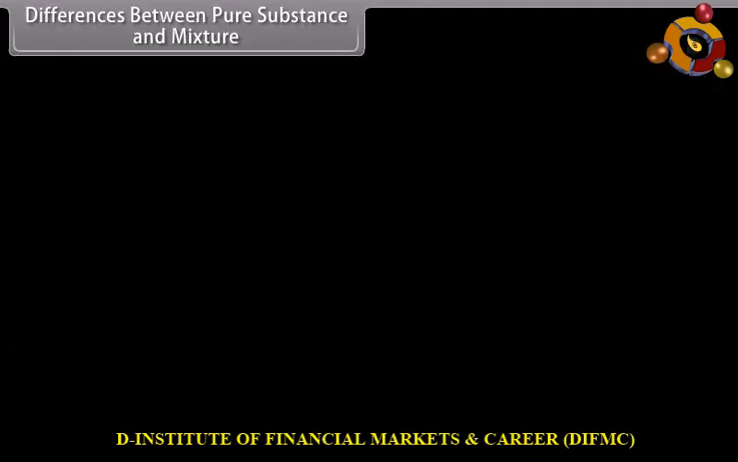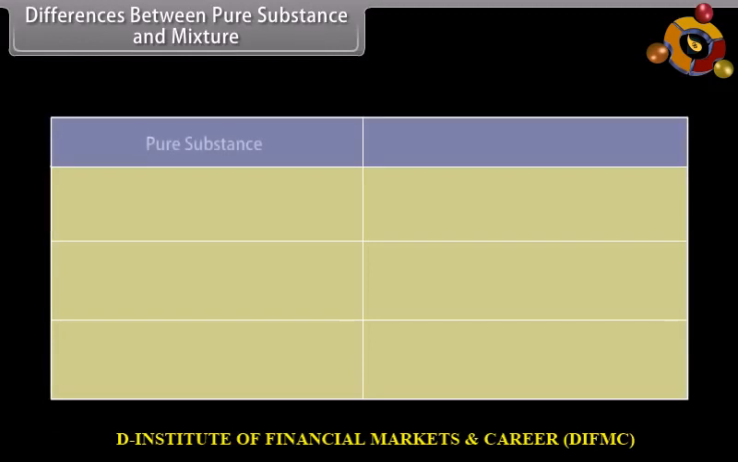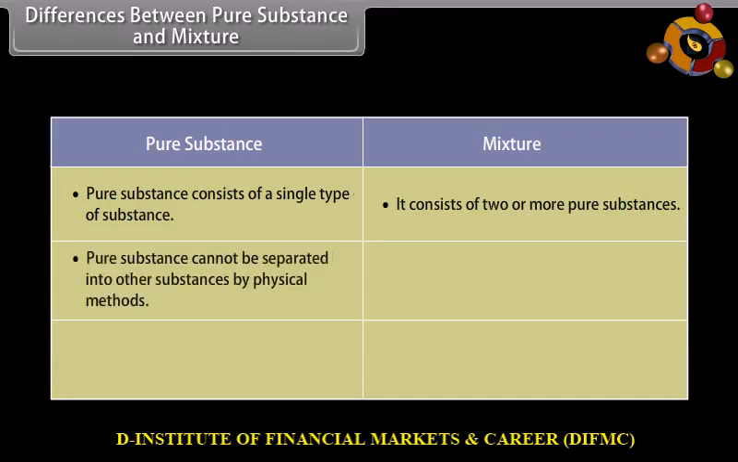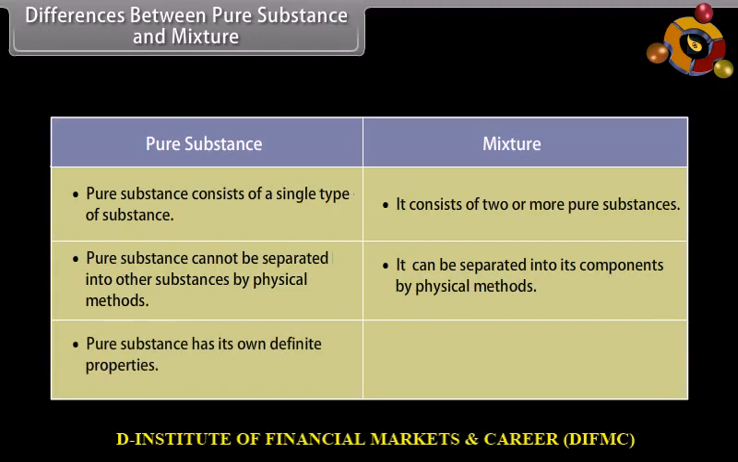Differences between pure substances and mixtures. Pure substance consists of a single type of substance, whereas mixtures consist of two or more pure substances. Pure substance cannot be separated into other substances by physical methods, but mixtures can be separated into its components by physical methods. Pure substance has its own definite properties. Mixture shows the properties of its components.